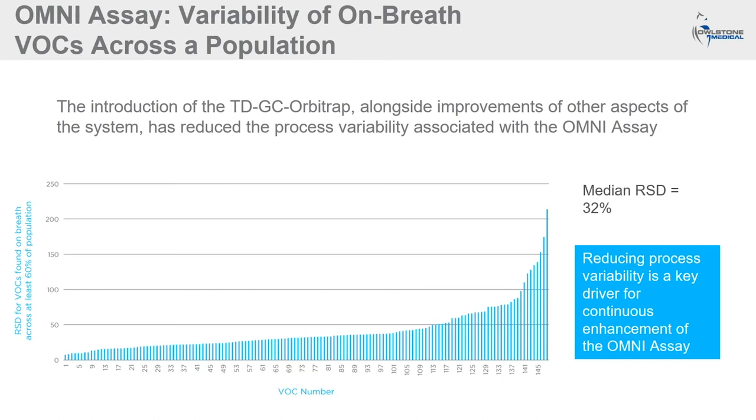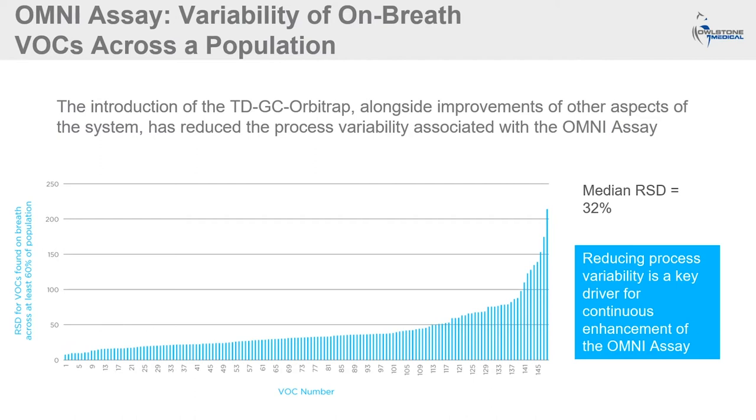So far we've talked about signal to background. The other key aspect of the Omni assay performance, as I covered earlier, is variability. Again, variability is important because it tells us how big the effect size has to be for us to be able to see a biomarker if it's there. The introduction of the Orbitrap has helped us reduce the process variability associated with the Omni assay. And this is a snapshot of our capability. This is an experiment just taken on one person who provided 5 breath samples within a short period of time, over a few hours. And we've plotted here the RSD for compounds that are found repeatedly across the sample set.